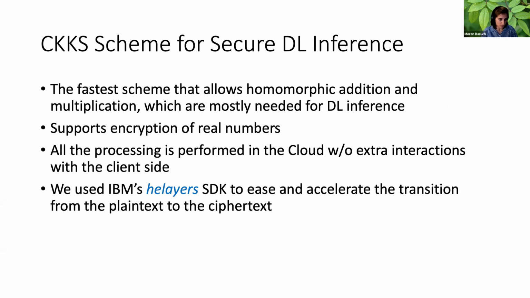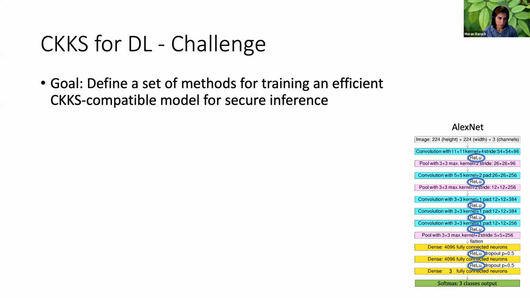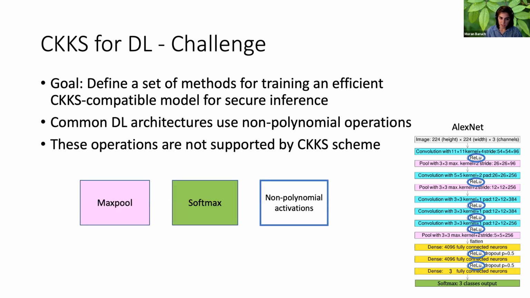We focus on one FHE scheme, called CKKS. We chose it because it's the fastest scheme that allows homomorphic addition and multiplication over real numbers, which are mostly needed for deep learning inference. Our goal is to define a set of methods for training an efficient CKKS-compatible model for secure inference. However, it's not an easy task, since common deep learning architectures use non-polynomial operations.